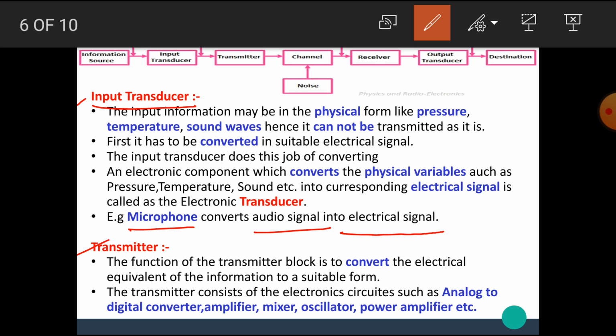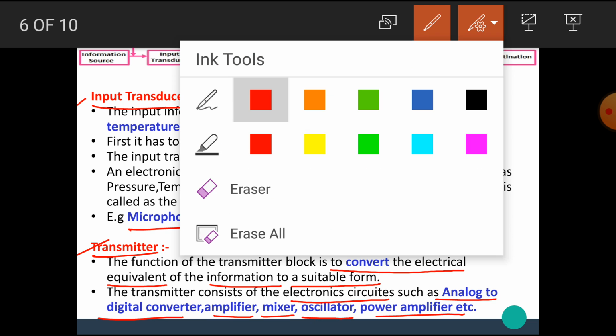Our next block is the transmitter block. The function of the transmitter block is to convert the electrical equivalent of the information to a suitable form. The transmitter consists of electronic circuits such as analog to digital converter, amplifier, mixer, oscillator, power amplifier, etc.